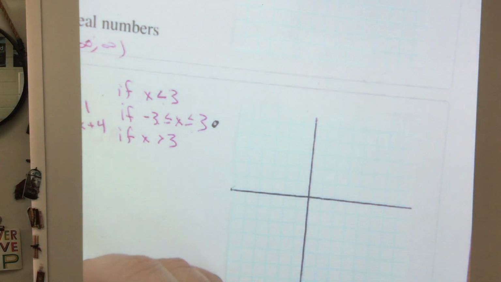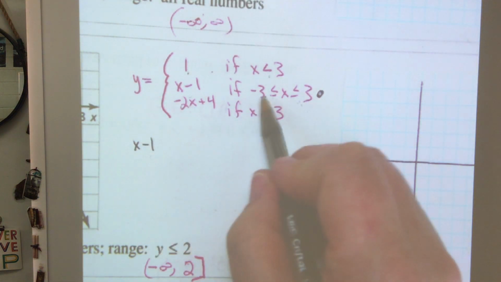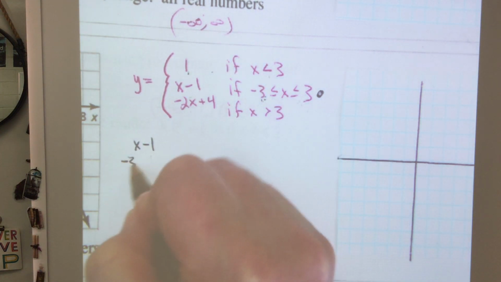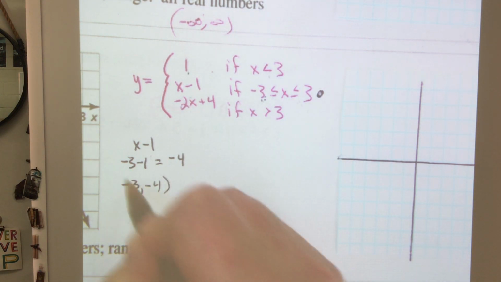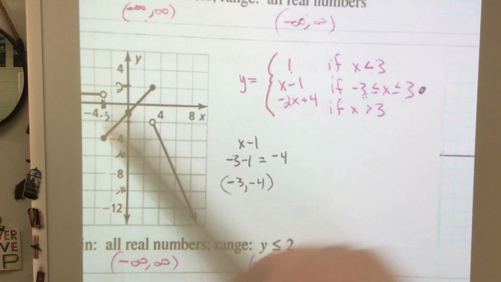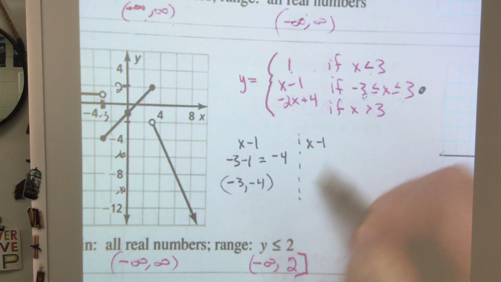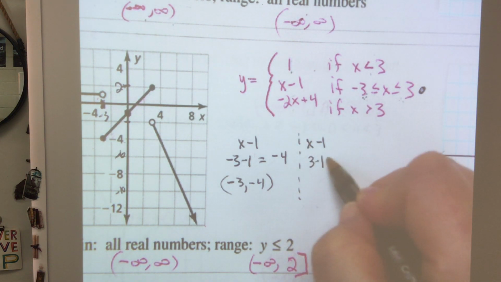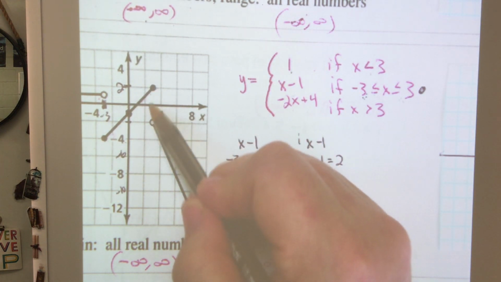So we have x minus 1. I can actually plug in both. That'll work. So I can plug in negative 3. So I have negative 3 minus 1, and that equals negative 4. So I have negative 3, negative 4 is my first point. And if you look over at the graph, there's my first point. And then I can put x minus 1, and I could plug in positive 3. So 3 minus 1 equals 2. So my next point is 3, 2. And that's where it is here. It's at 3, 2.